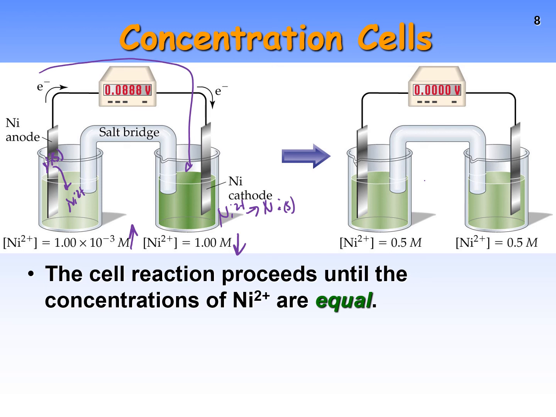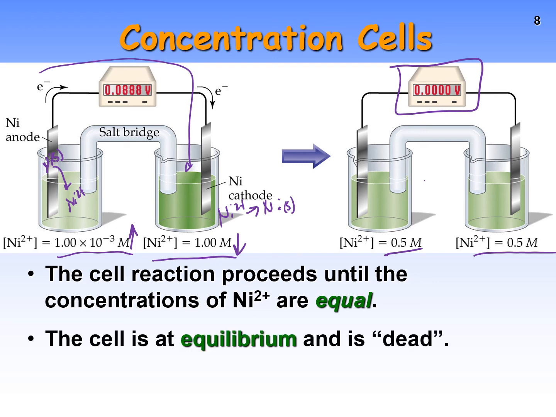Eventually, what's going to happen is these two concentrations will equalize to approximately 0.5 molar. It's not exactly that number, but it's close once they hit an equal point. And when that concentration stops being different, we don't have any more voltage. And this basically becomes a dead cell.